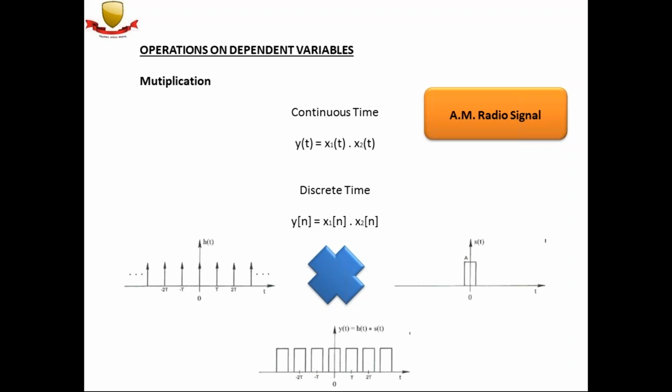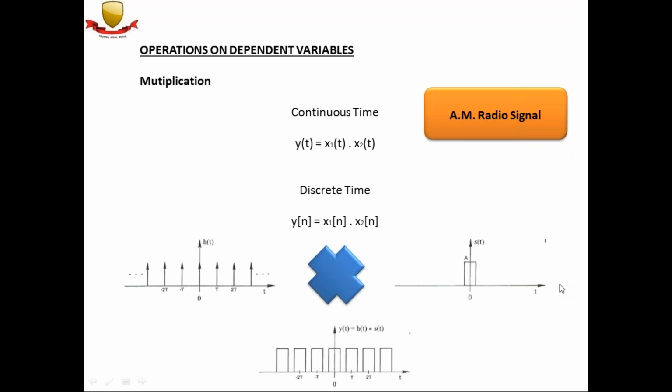Here x1(t) consists of audio signals plus a DC component, and the x2(t) signal is called the carrier wave, which is basically sinusoidal in nature. This kind of scenario we can use for modulation purposes. Modulation, of course, you will study in your communication class as well. You might have studied it, or we'll have a dedicated lecture for the same.